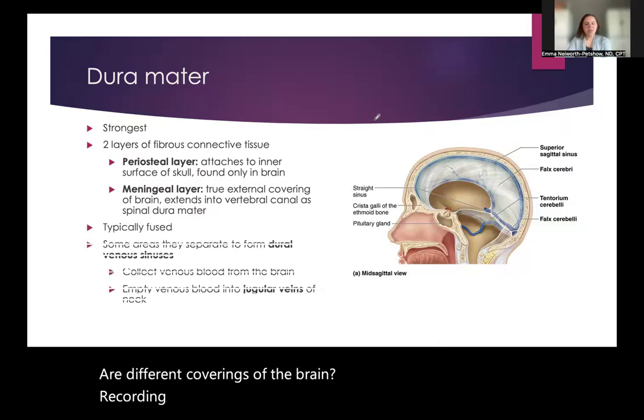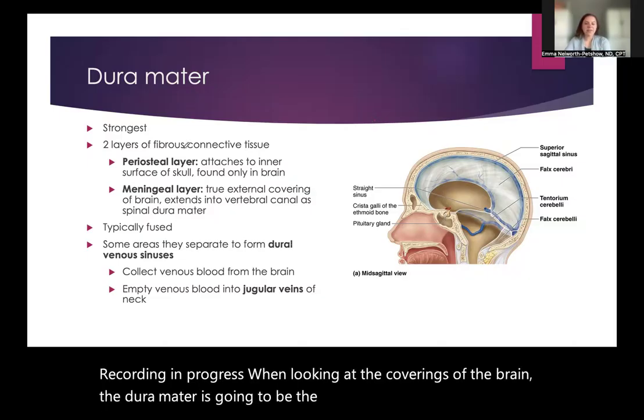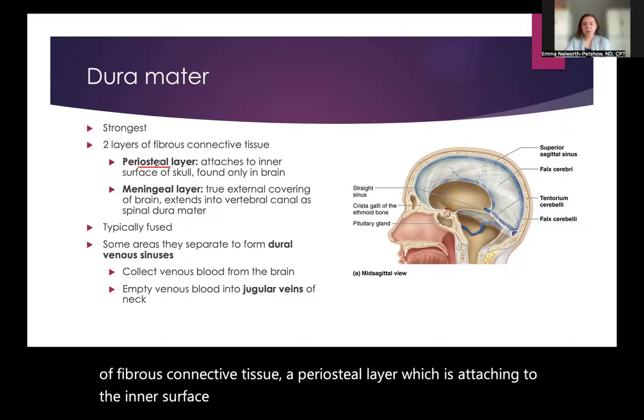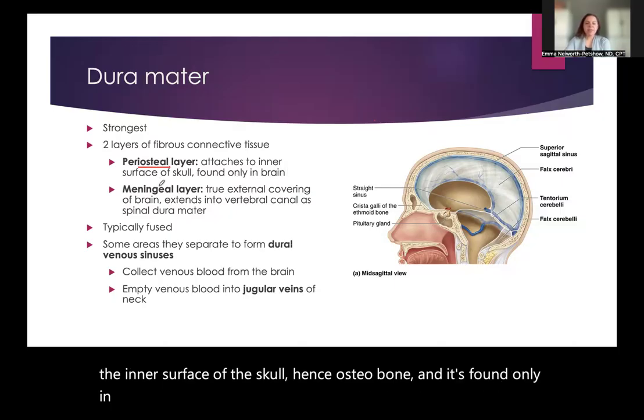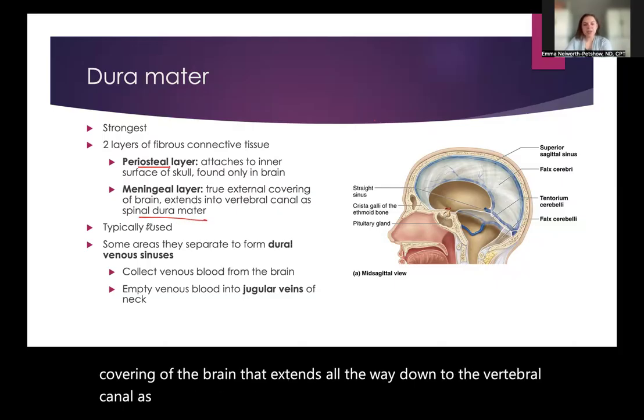When looking at the coverings of the brain, the dura mater is going to be the strongest, and it contains two layers of fibrous connective tissue. A periosteal layer, which is attaching to the inner surface of the skull, hence osteal, bone, and it's found only in the brain region. The meningeal layer, then, is a true external covering of the brain and extends all the way down to the vertebral canal as spinal dura mater, and typically these regions are fused.